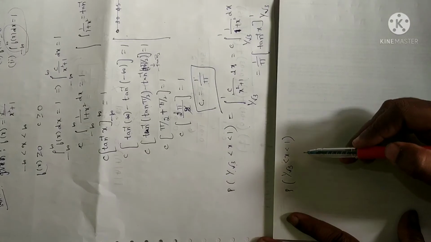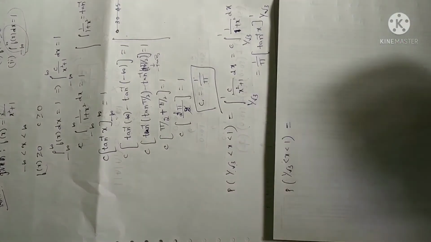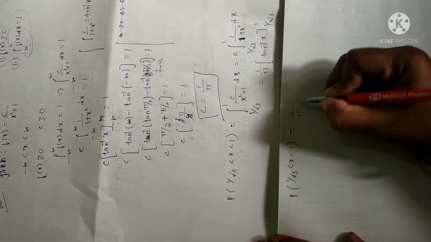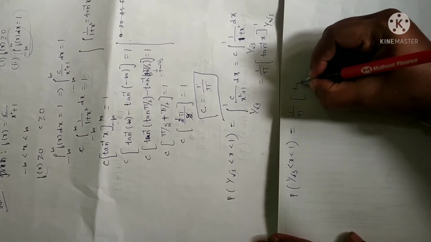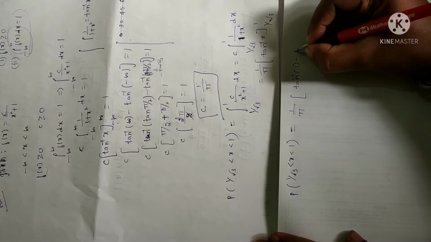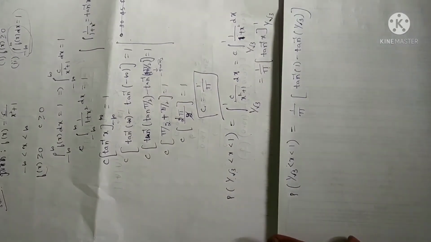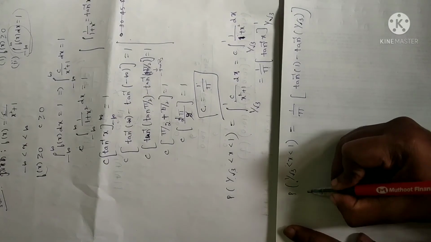Probability of 1 by root 3 less than x less than 1 will be equal to 1 by root pi, as it is. Fine. So pi, 1 by pi as it is. Now the upper limit is tan inverse of 1 minus the lower limit, tan inverse of 1 by root 3. Clear? Now I'll just write LHS as it is.